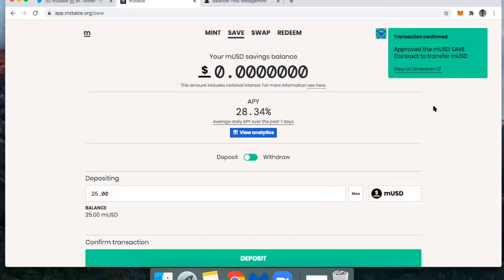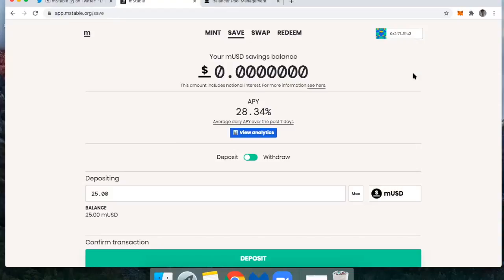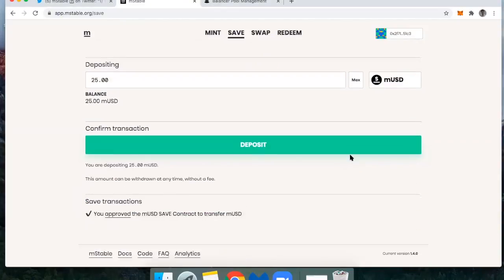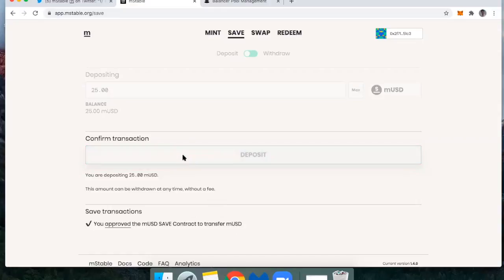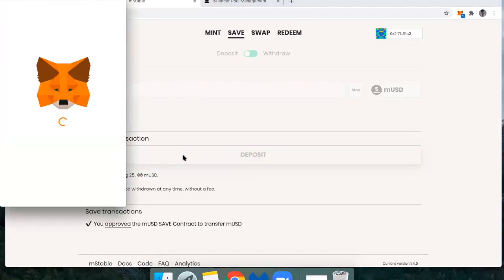All right. I've got to say, I love this part of the mStable user experience, or the UI, whatever you want to call it. I love the confirmations. It's really nice, and I don't see that in a lot of DeFi apps. So you can see here, even below, you approve the mUSD save contract to transfer mUSD. It's beautiful, crystal clear, exactly what I'm doing. I'm ready to now deposit my 25 mUSD.